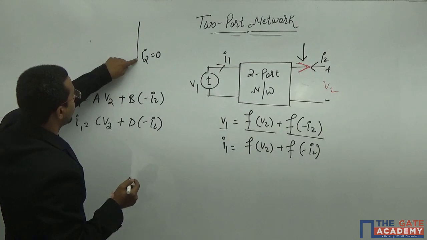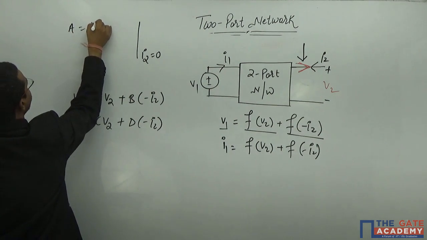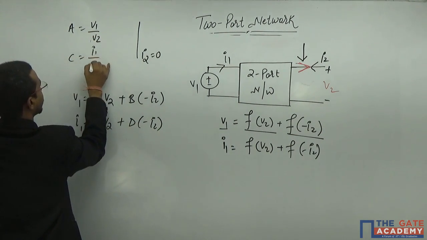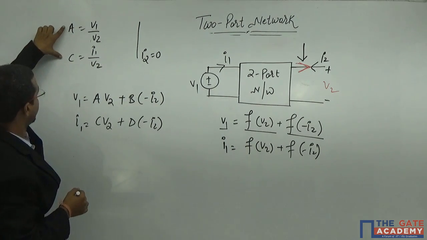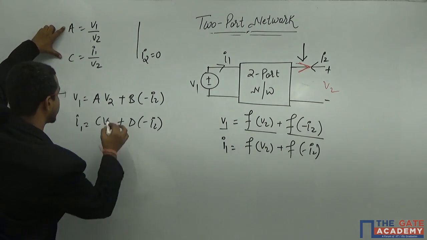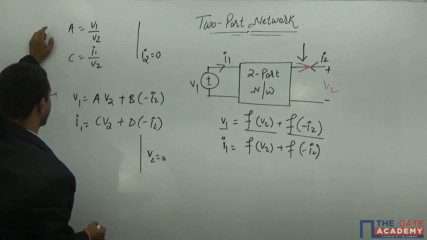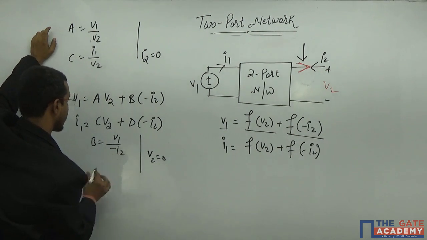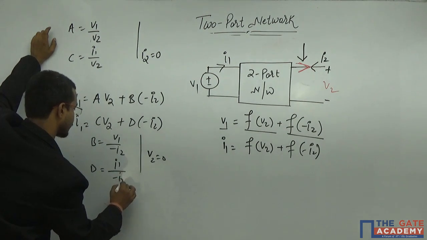Now, whenever you put this I2 equal to 0, you will get A equal to V1 upon V2, and the C value is I1 upon V2. Now, if you put V2 equal to 0, you will get B equal to V1 upon minus I2, and the D value is I1 divided by minus I2.